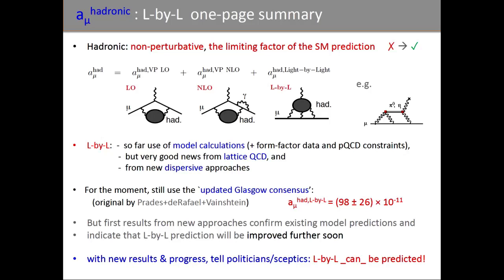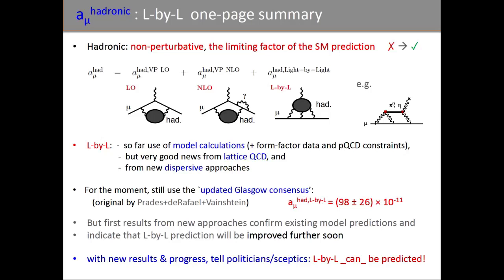The error estimates here you may debate, but I'm sure that, and there are also dispersive approaches. I come to the dispersive approaches for the vacuum polarization in a moment. Some people said you can never calculate that with dispersion relations, but they were wrong. The Swiss group with people from Bern have now impressive results showing leading bits being spot on. So the take-home message here is that the first results that we have seen using different approaches seem to confirm that number, and it's clear that the number will be improved. So the politicians and skeptics should be convinced that it really can be predicted.